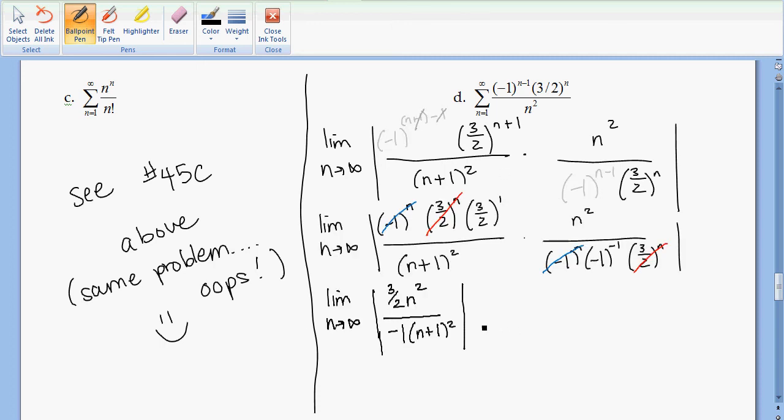I'm going to leave it here in gray so you see that it really won't matter. And let's continue on. After simplifying, we get 3/2 n squared over a negative n plus 1 quantity squared. So this is a second degree polynomial over a second degree polynomial, and so the limit will equal the ratio of the leading terms, which will be -3/2. However, since we're in absolute values, it's going to be just a +3/2. Since this is greater than 1, we get that our series diverges.